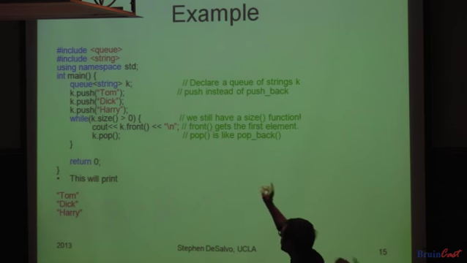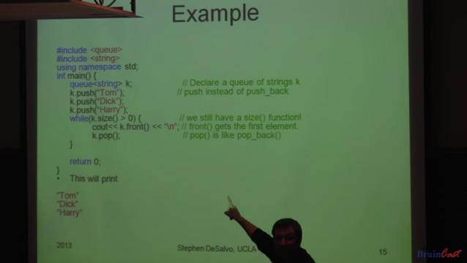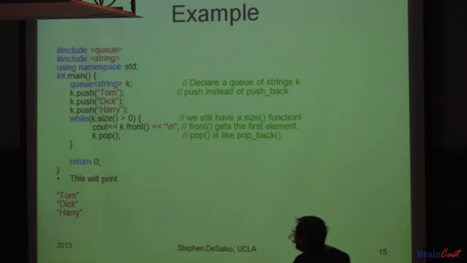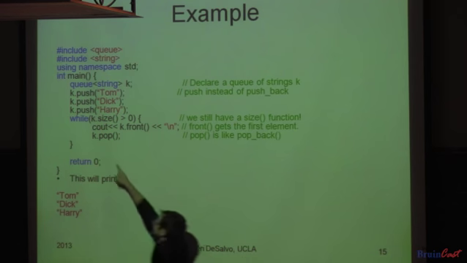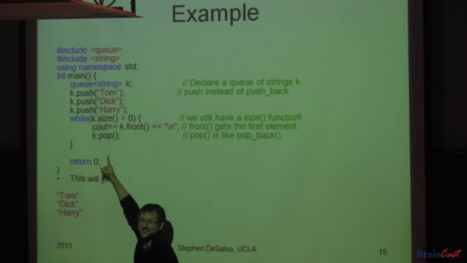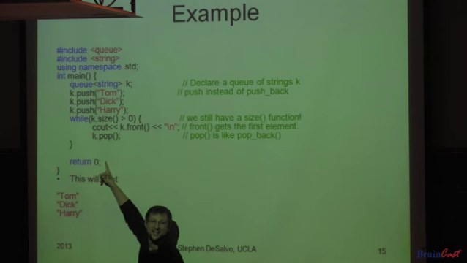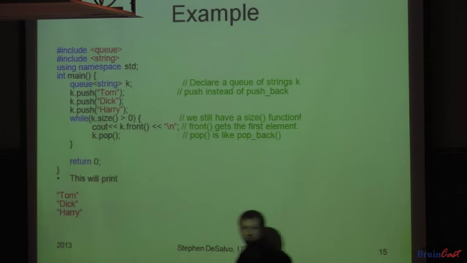So we create a variable of type queue with variable named k. Now, does anyone know why I named the variable k? So I could write K-pop. Okay, now that you're awake, all right, so remember.